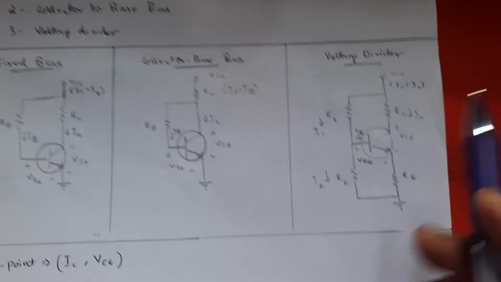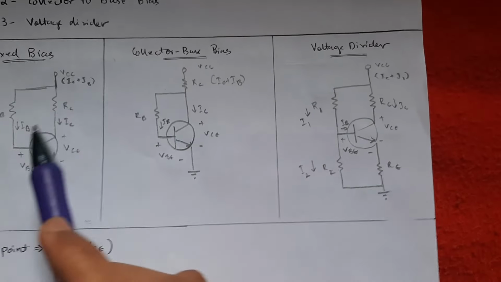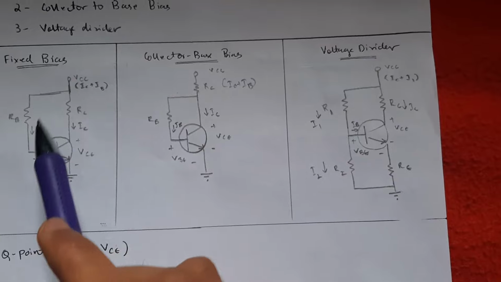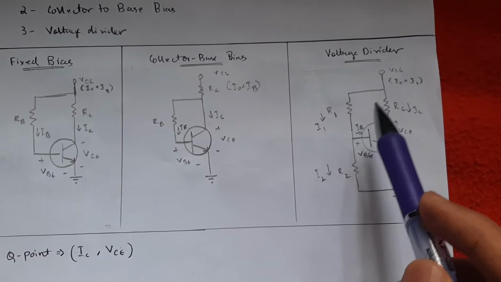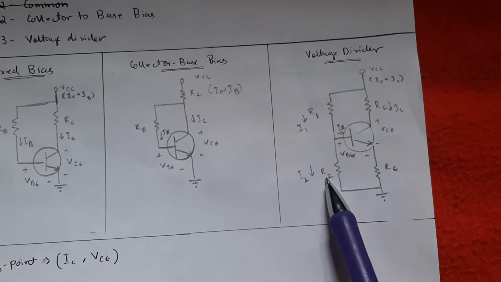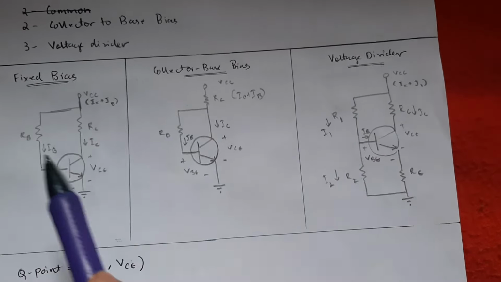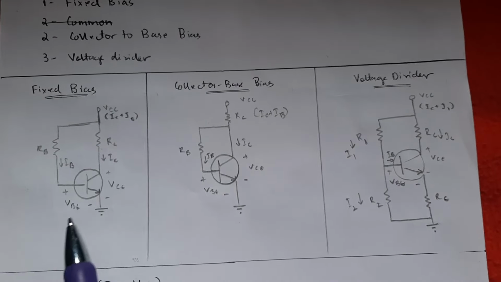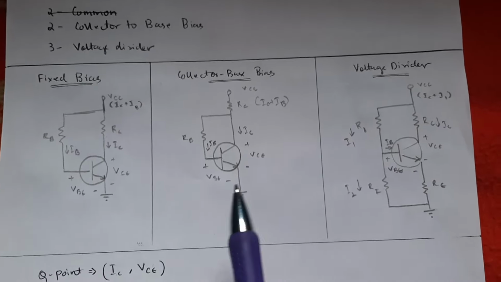Coming to the third one, the upper half is the same as the fixed bias. You can pause the video and observe, these parts are the same as here. And in the bottom part, just 2 things are more: R2 and RE. That's it. These 3 are the types of BJT, and I will be discussing the formulas and how to solve those things in the numerical part.